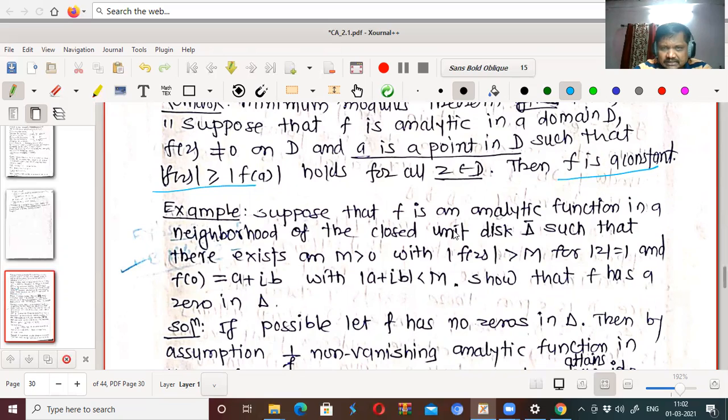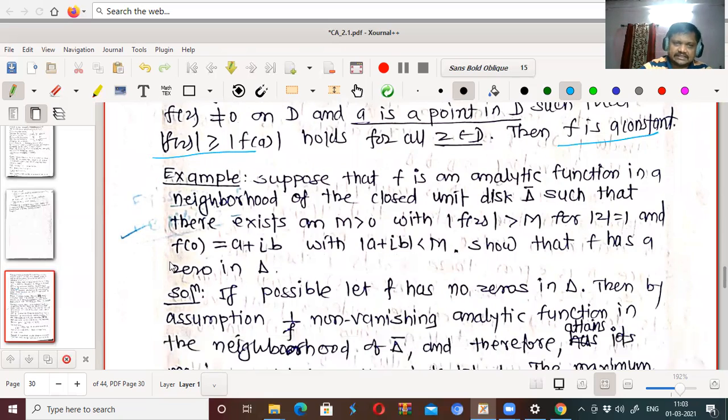For example, suppose that f is an analytic function in a neighborhood of the closed disk such that there exists m greater than 0 with mod f(z) greater than m for mod z equal to 1, and f(0) equal to a plus ib with modulus of a plus ib less than m. Then show that f has a 0 in delta. F has a 0 in delta means what? f(z) equal to 0 at some point z in this delta.